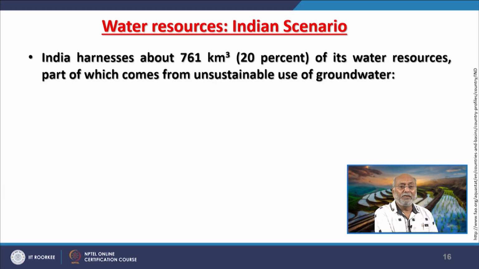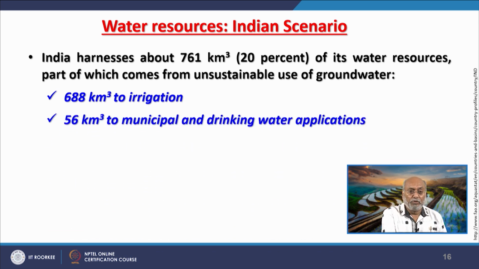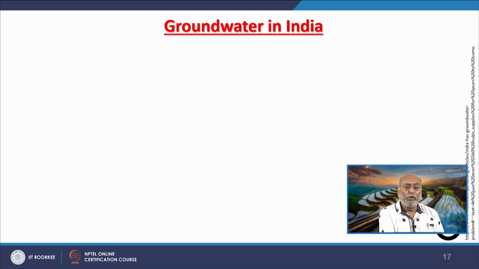So, India harnesses about 761 cubic kilometer, that is 20% of its water resources, part of which comes from unsustainable use of water. About 688 cubic kilometer goes to irrigation, 56 cubic kilometer goes to municipal and drinking water applications, and 17 cubic kilometer goes to industry. That is the amount of water there.